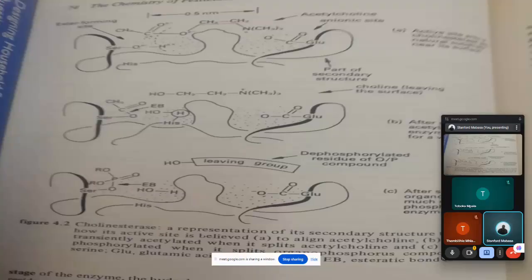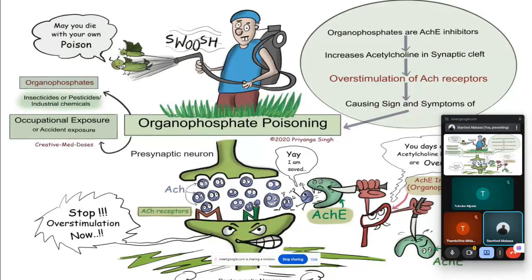Here I'm showing the actual molecules, but probably we don't need to spend much time on this. These are the actual acetylcholine molecules, how they interact with organophosphates. Probably this may not be clear, but the other one is clear. Now this one is just to demonstrate how organophosphate poisoning can occur, probably even in humans.